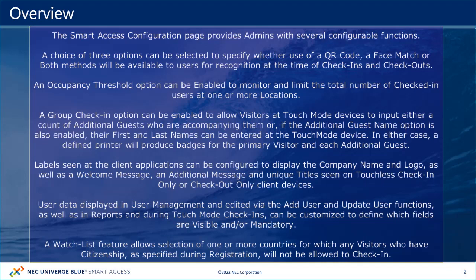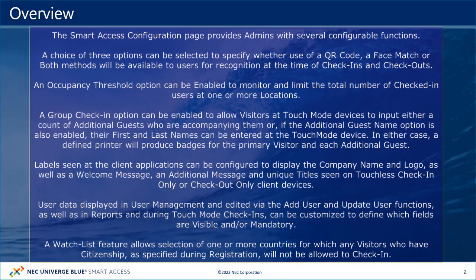The Smart Access configuration page provides admins with several configurable functions. A choice of three options can be selected to specify whether use of a QR code, a face match, or both methods will be available to users for recognition at the time of check-ins and check-outs.